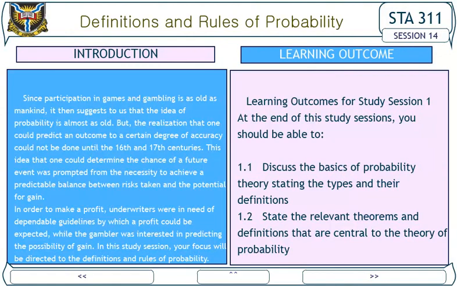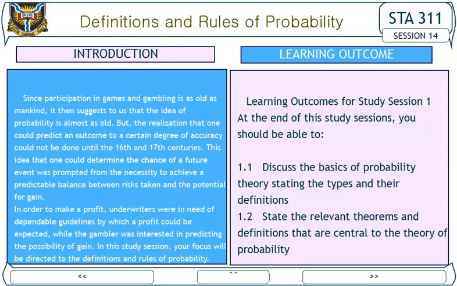Introduction. Since participation in games and gambling is as old as mankind, it suggests to us that the idea of probability is almost as old. But the realization that one could predict an outcome to a certain degree of accuracy could not be made until the 16th and 17th centuries.